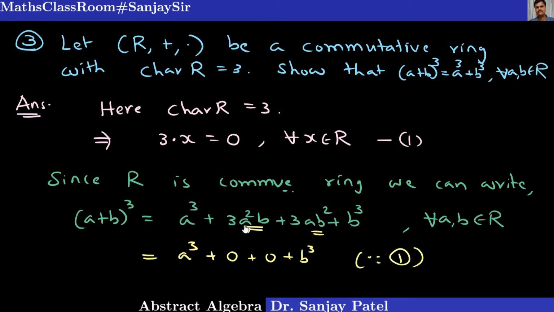Okay. So a and b are elements of the ring. So a square into b also belongs to R. And for any element x belongs to the ring R, we have 3 times x is equal to 0. So I can write 0 in place of these two terms. And that proves the result. So we have a plus b whole cube is equal to a cube plus b cube for every ab belongs to R.